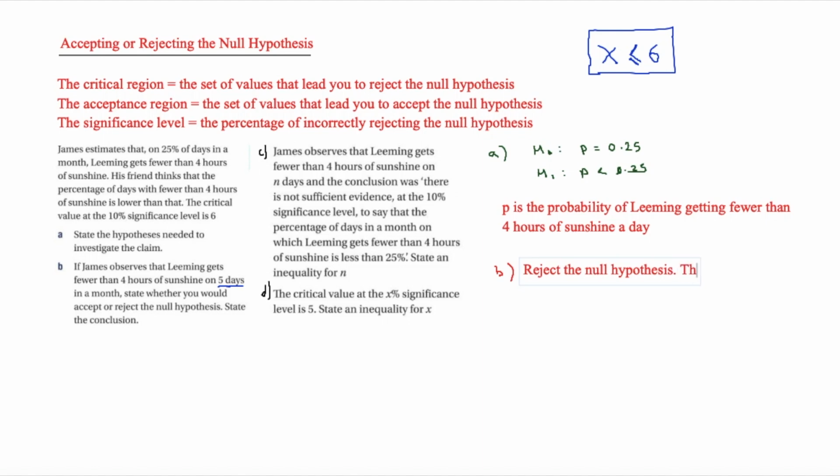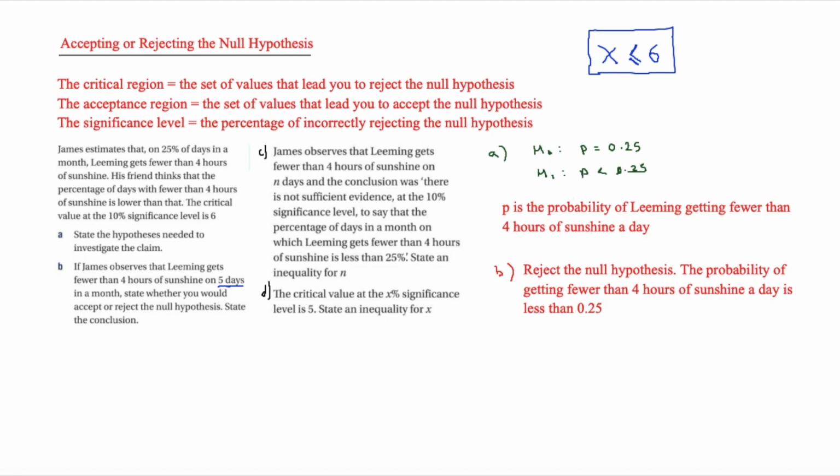and that means that the probability of getting fewer than 4 hours of sunshine a day is less than 0.25. And that is because we're going with the alternative hypothesis instead of the null hypothesis.